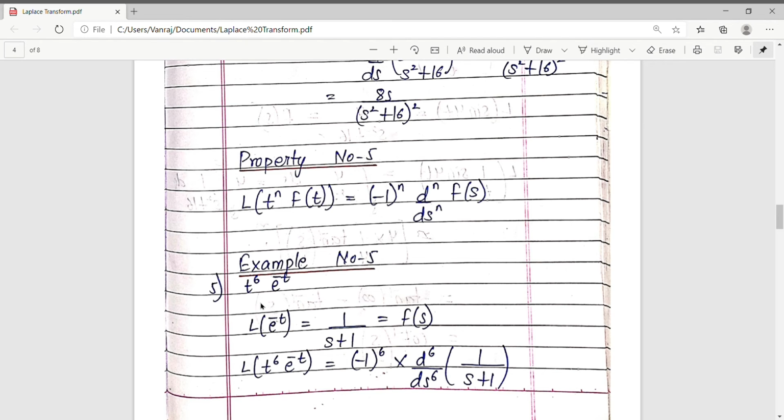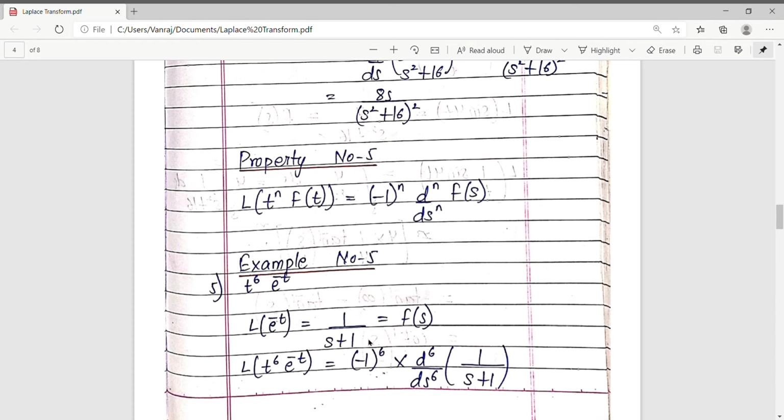If we have to find the Laplace transform of t raised to 6 into e raised to minus t, we will first find the Laplace transform of f(t). Our f(t) is e raised to minus t, so the Laplace transform of e raised to minus t is equal to 1 upon s plus 1. So this is our F(s).